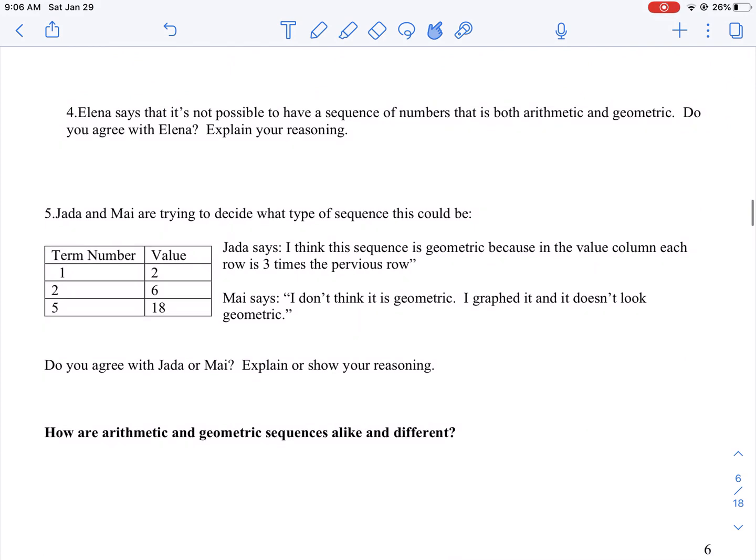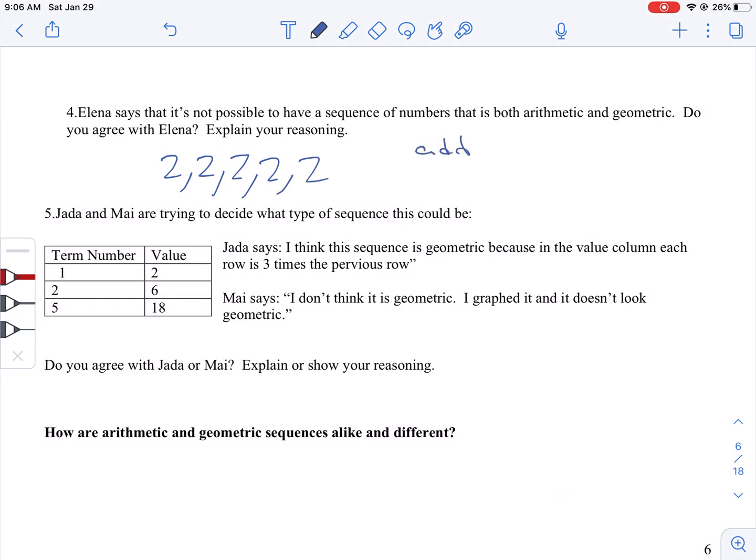So is it possible to have something that's both arithmetic and geometric? I want you to think about that for a while and see what you come up with. I would say yes, because I would say like 2, 2, 2, 2, 2. We could say that we're adding 0, or we could say that we're multiplying by 1.